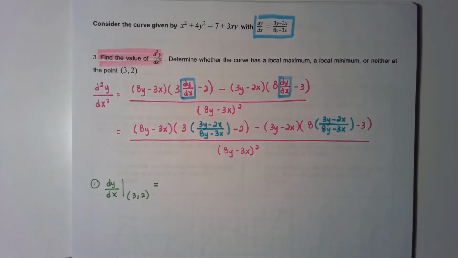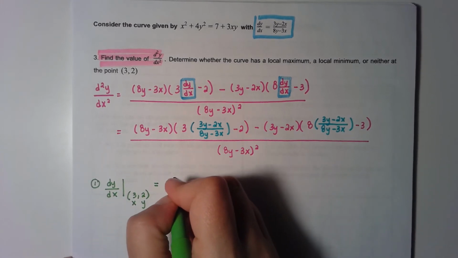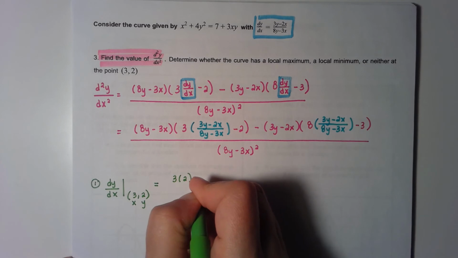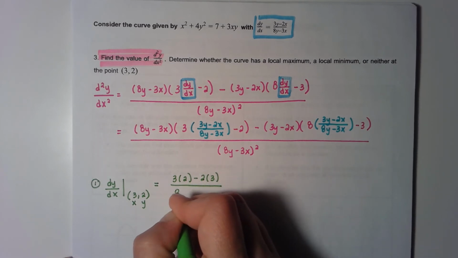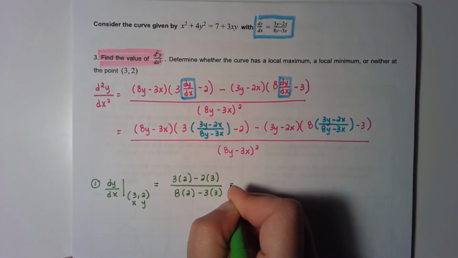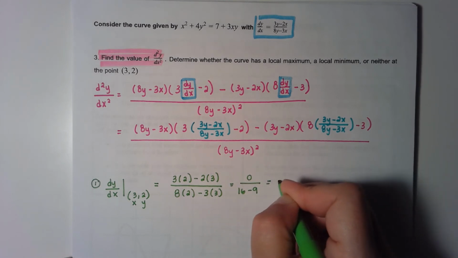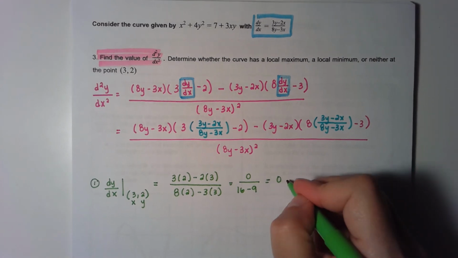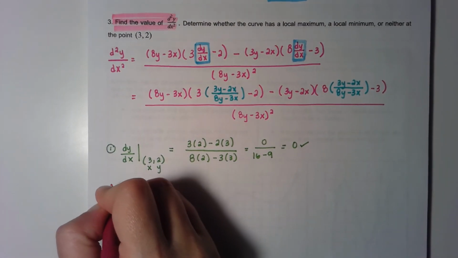If I plug in x is 3, and just as a reminder, this is x, this is y, into the first derivative, I'm going to have 3 times 2 minus 2 times 3 all over 8 times 2 minus 3 times 3, which is going to be 0 over 16 minus 9, which will just be 0. So yes, this is a critical point. We've got a first derivative being equal to 0. That means that now I need to go plug in those numbers to the second derivative.